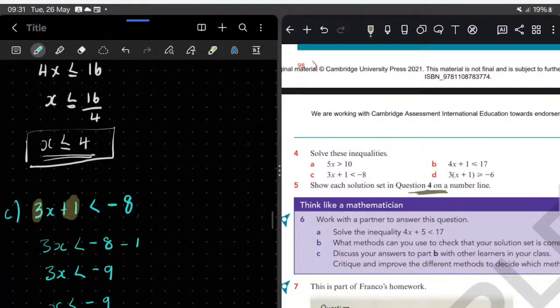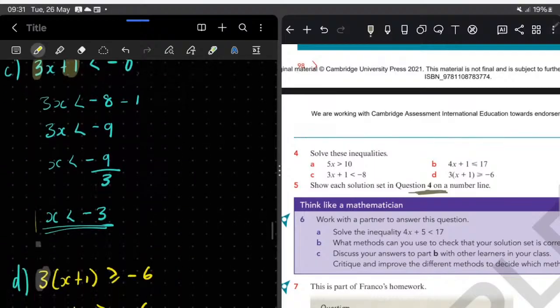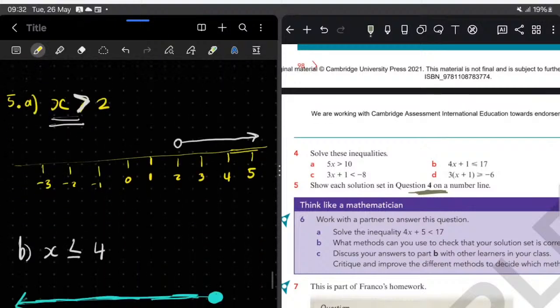Okay, Vic. Are you seeing this, Vic? 4B, that was the solution. So that's the one we were sketching. Now, can you see this one, the part C? Can you see part C now, everybody? X is what? Less than -3. So that's the one we are doing.